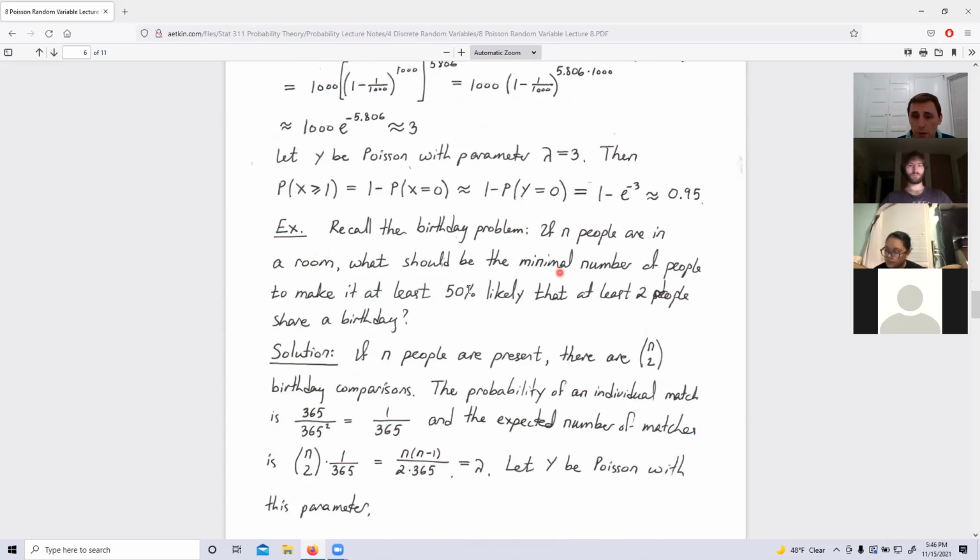Yes, and then that can be used to approximate a lot of difficult probabilities, including the birthday problem.